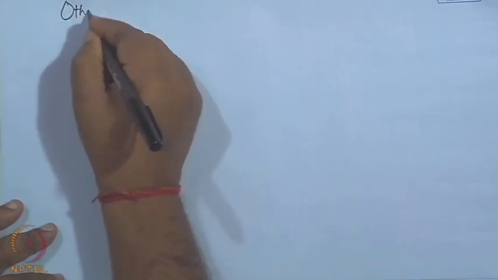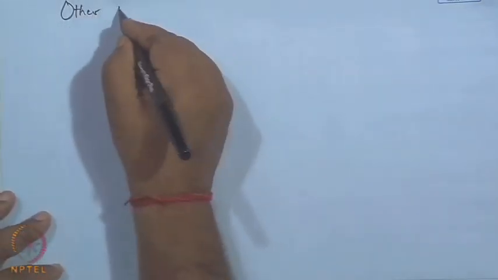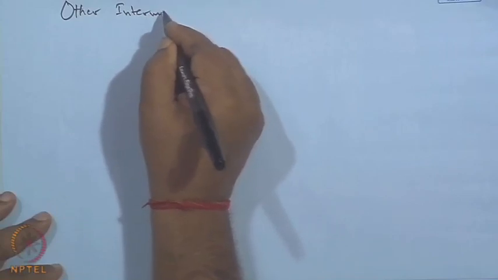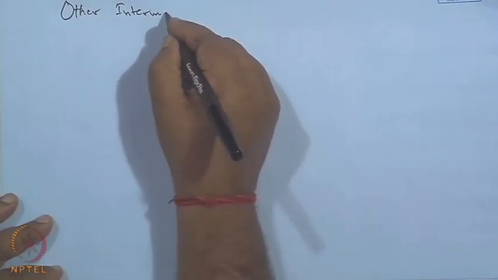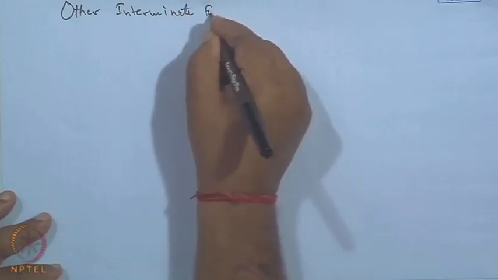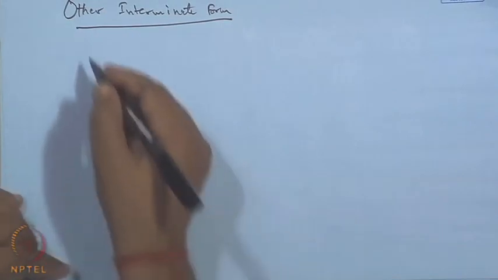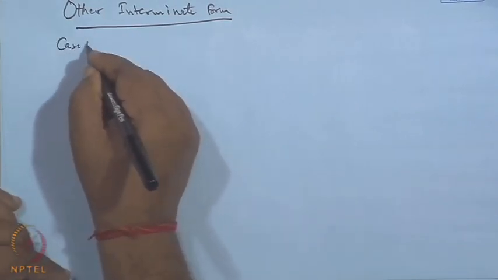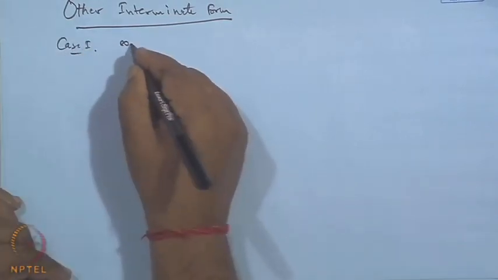So, let us take the other indeterminate forms. Case by case, let us take, say, the first case, which is infinity minus infinity.